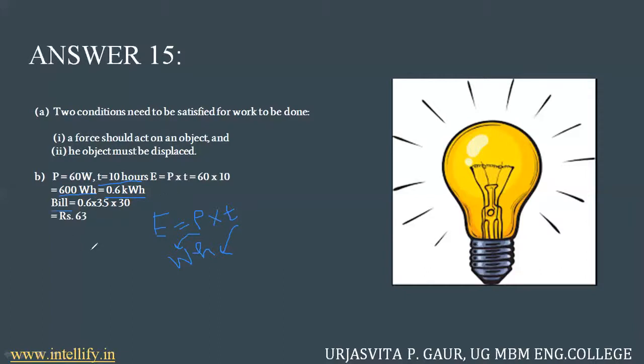The bill rate is given as rupees 3.5 per unit of electricity. That means 3.5 per unit into 30 for 30 days into 0.6 of 1 day consumption is going to give you a total amount of rupees 63. So this is going to be the billing amount for a bulb of power 60 watts that has been used for 10 hours, when you have a billing rate of 3.5 rupees a unit. This is how much bill you have to pay for this bulb and its energy consumption.